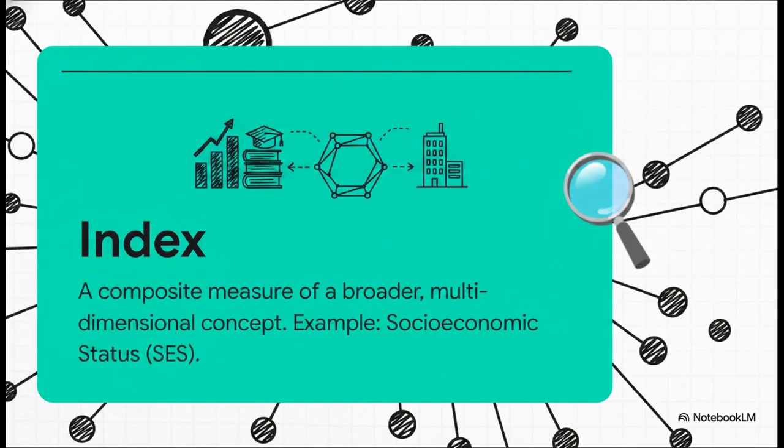weight. An index, on the other hand, is also a composite measure, but its job is to capture something much broader, something with multiple dimensions. The classic example is socioeconomic status, or SES. To build an SES index, you're not measuring one thing. You're combining different but related things like someone's income, their education level, and how prestigious their job is. They aren't all the same, but together they paint a much bigger picture.